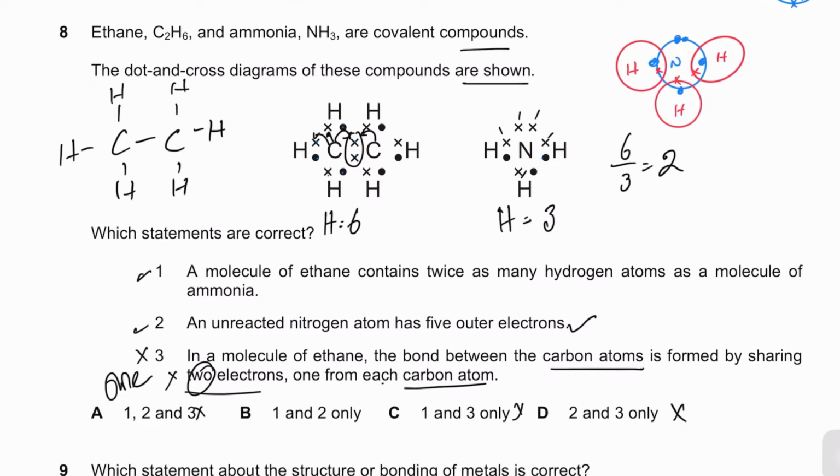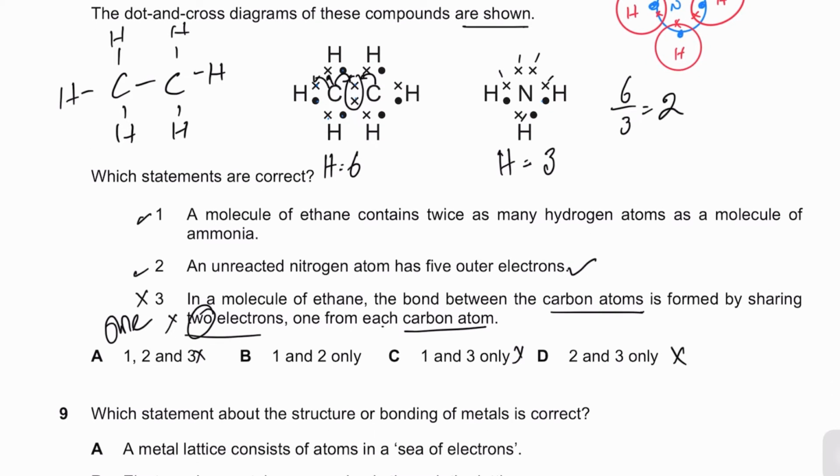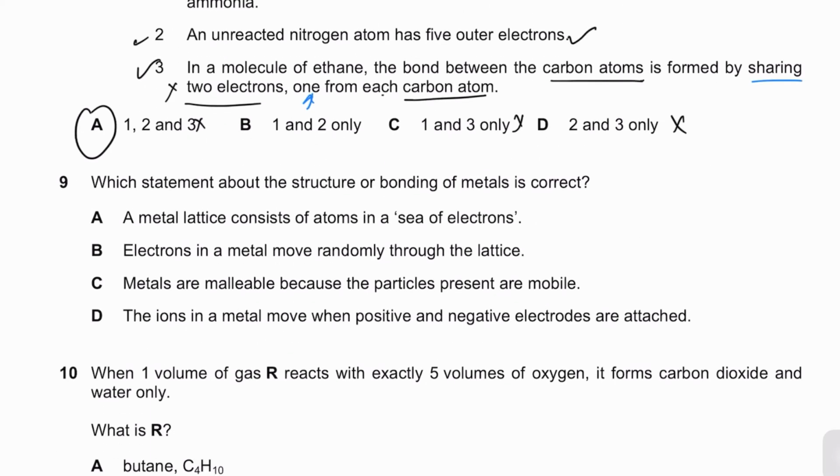In the molecule of ethene, the bond between the carbon atoms is formed by sharing 2 electrons, one from each carbon atom. So each carbon atom is sharing 1 electron. So yes, option 3 is actually correct. The answer should be A.